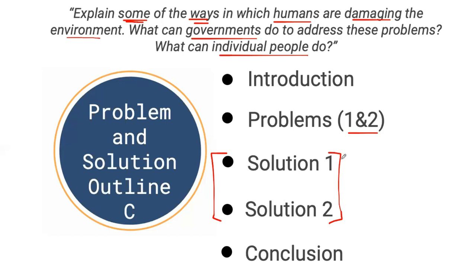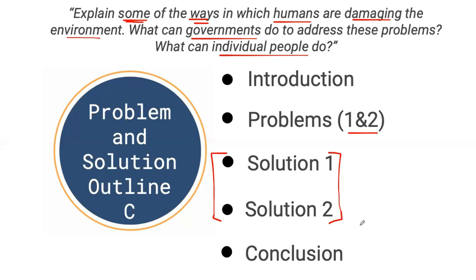One will be devoted to talking about what governments can do, and one will be devoted to discussing what individual people can do. So that's the difference here. When you have two of these questions like this, it's best to use two different paragraphs just to make sure that everything is organized and that you're getting points in your coherence and cohesion. And then, of course, we would close with a conclusion.